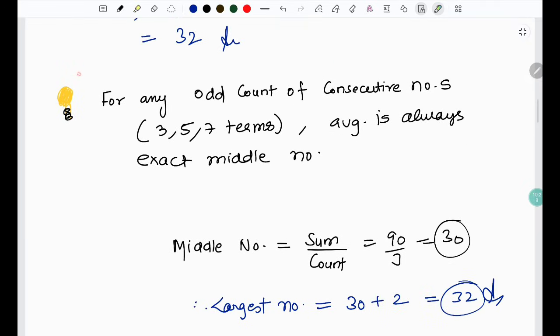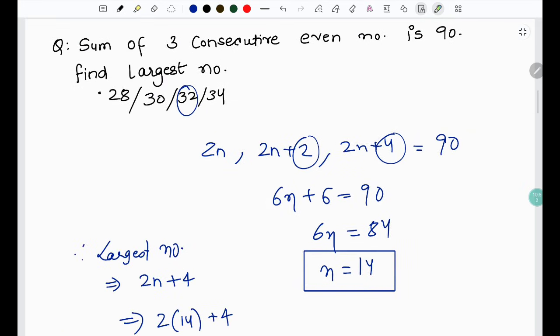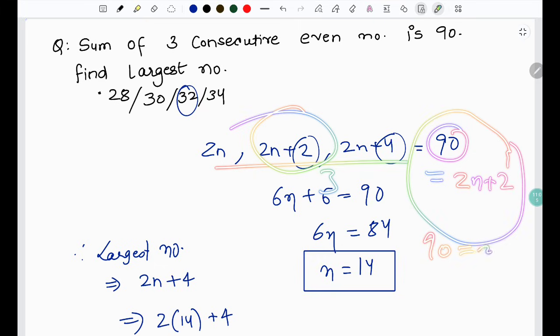Now there's another shortcut for these types of questions. For any odd count of consecutive numbers, they can be odd also, they can be even also, and since the count has to be odd, whether three even numbers or three consecutive odd numbers are added, the average of them is always the middle number. That means all of these numbers combined divided by 3, which is 90 divided by 3, should be equal to the middle term, that is 2n plus 2.